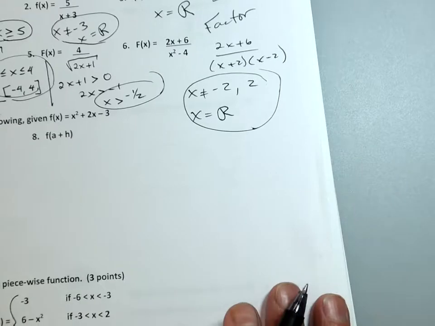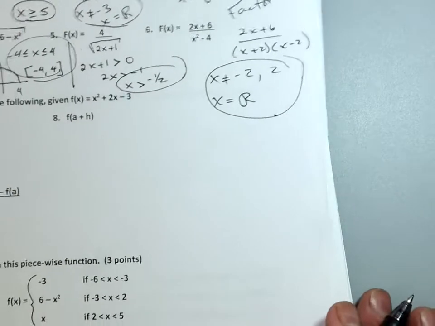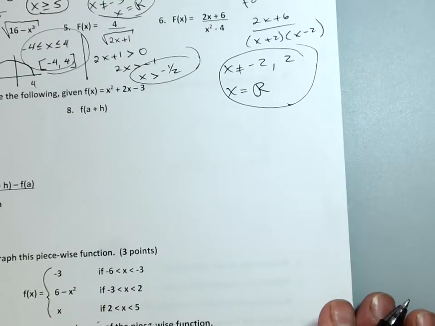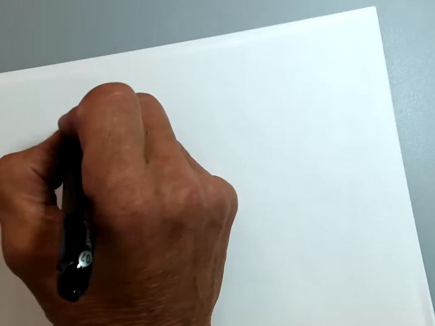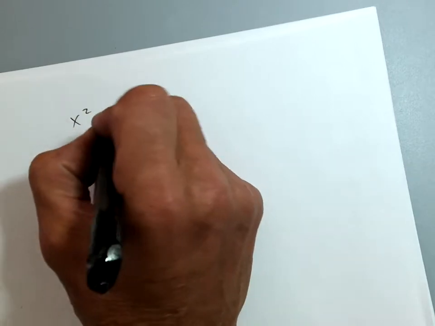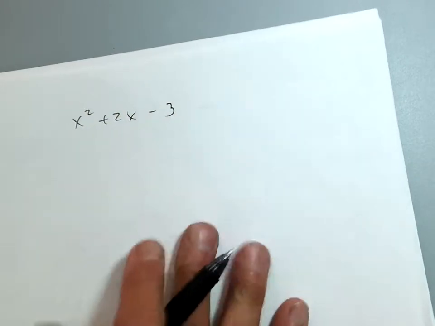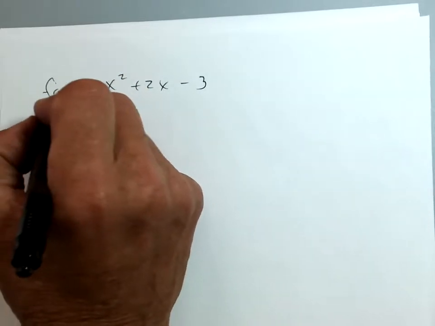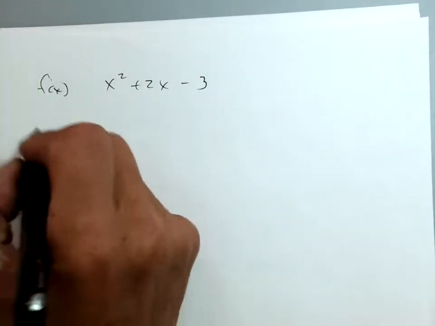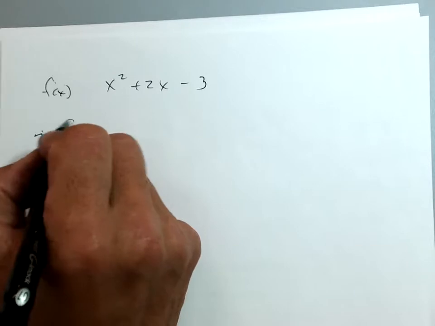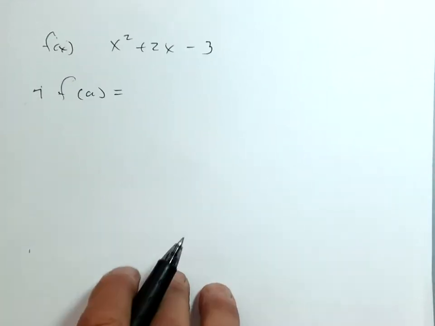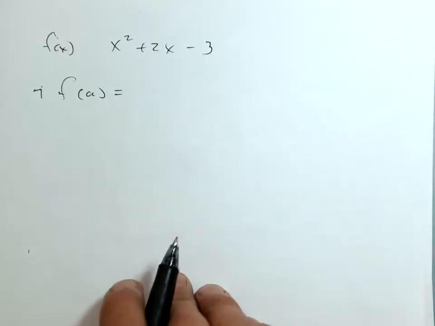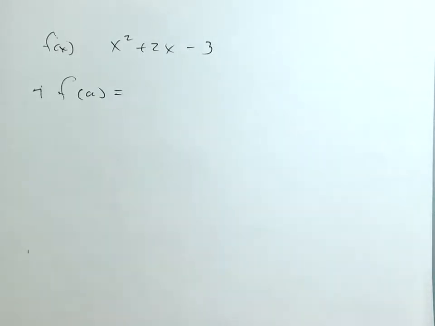Now 7, 8, and 9. I'm going to do them on a separate sheet of paper because I'm never going to have room for number 9. So first of all, 7. I've got x squared plus 2x minus 3, and that's f of x. So 7 is f of a, and everybody should be able to get this on the quiz. Want me to slow down for a second? Okay, gotcha.